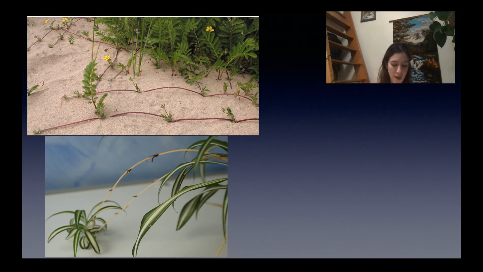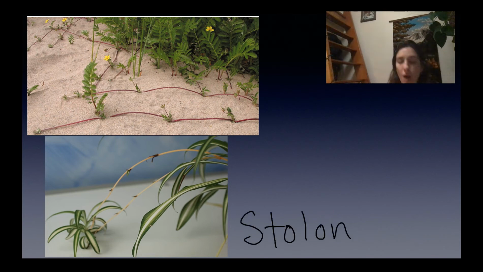Now, this type of stem modification is similar to a rhizome, but it's above ground. Notice, like the rhizome, it is forcing lateral growth, but this time it's above ground. So if you've ever grown strawberries, you already know about this thing. This is called a stolon. They're often referred to as runners, but I think a more appropriate botanical term for general botany is stolon.